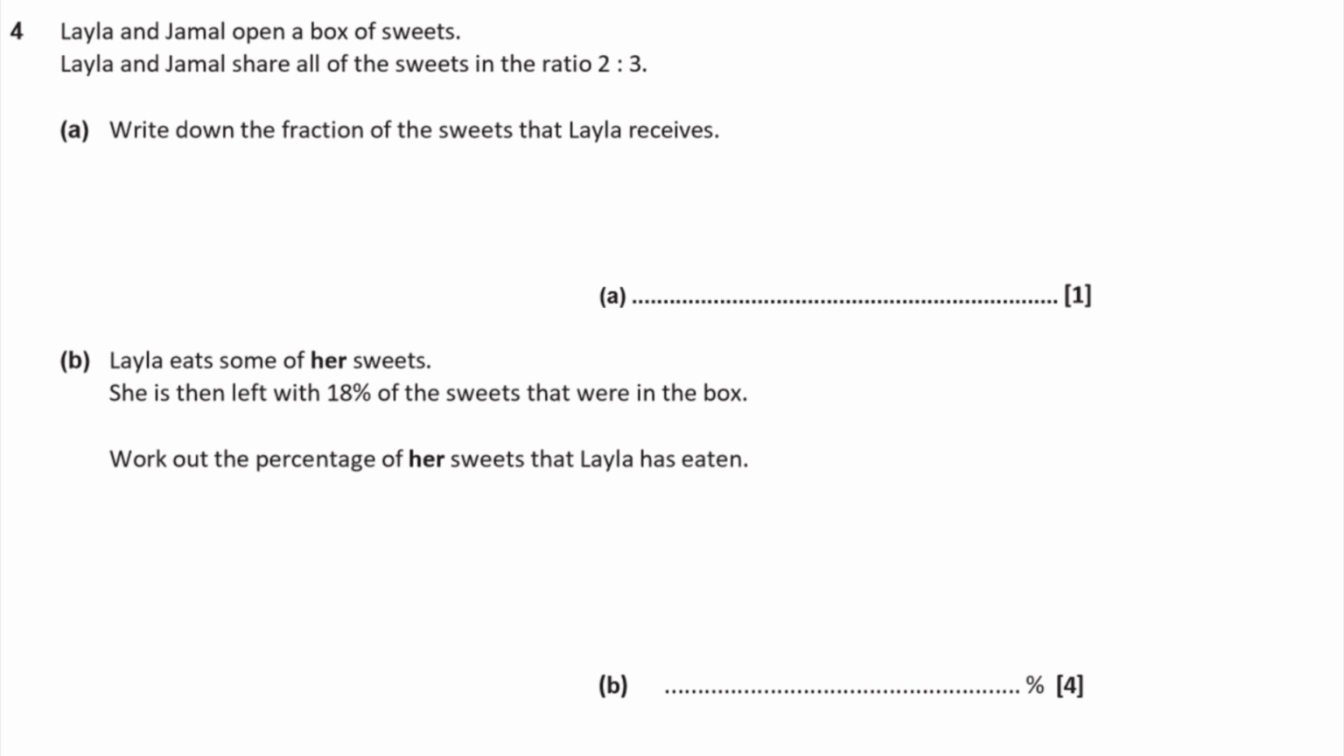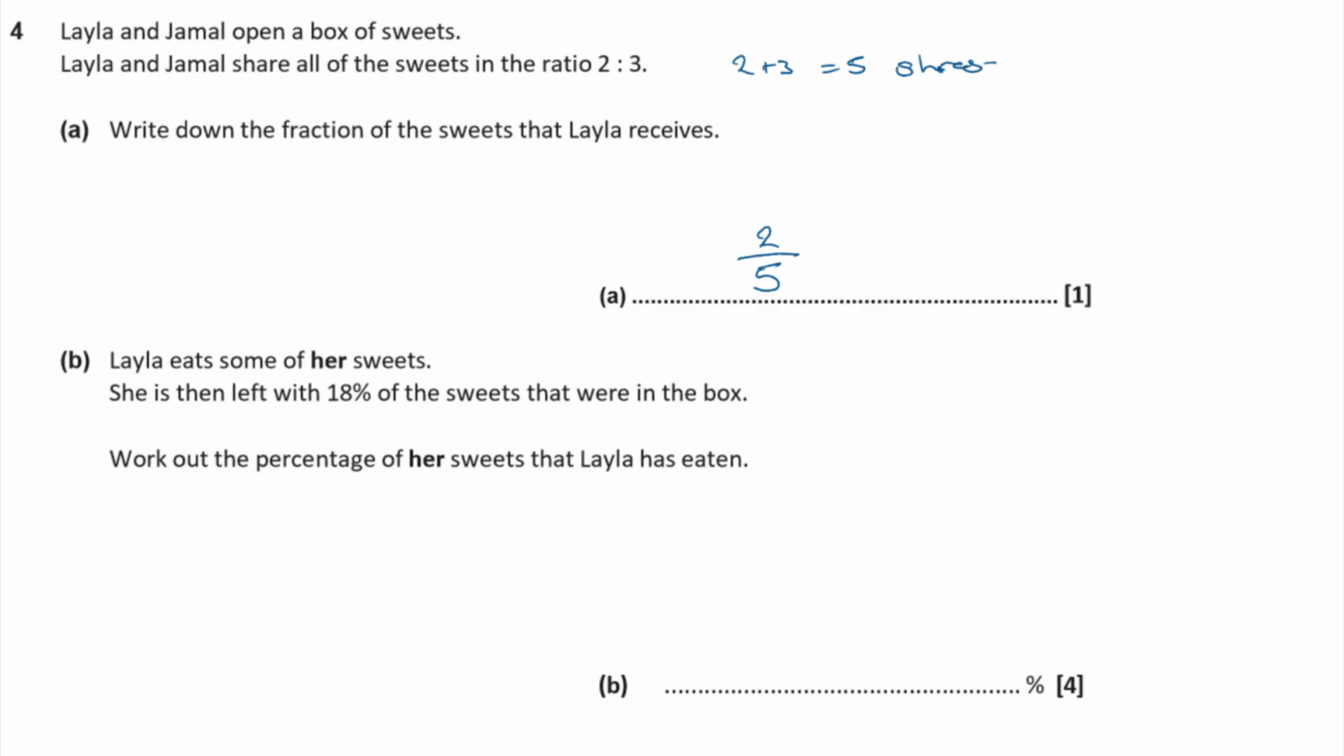Now, if Layla gets 2 shares and Jamal gets 3 shares, then altogether there are 2 plus 3 equals 5 shares. Okay, so then what fraction does Layla receive? She received her 2 shares out of a total of 5 shares. So basically she's got 2/5 of the total, hasn't she?